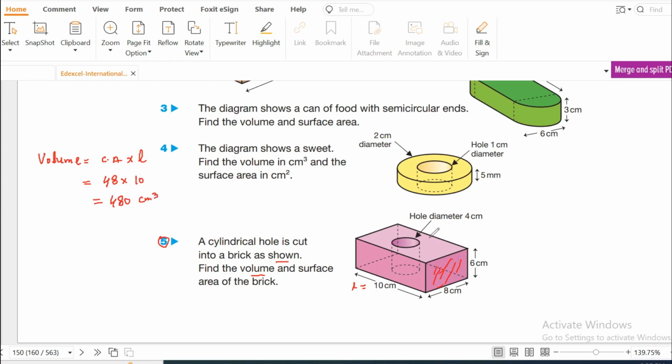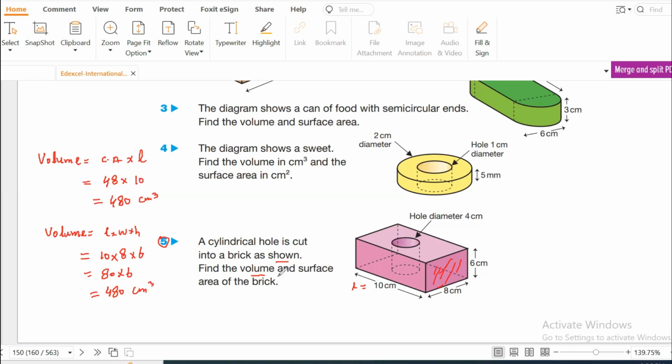But if you consider it as a cuboid, we know how to find the volume of a cuboid: length into width into height. That means 10 into 8 into height, height is 6. So again, it is 80 multiplied by 6. 8 sixes are 48, so 480. Again, we are getting the same answer.